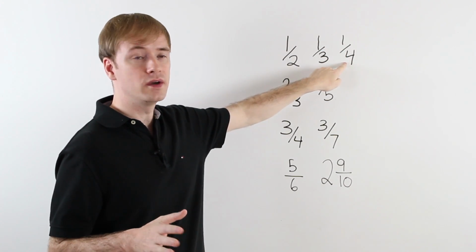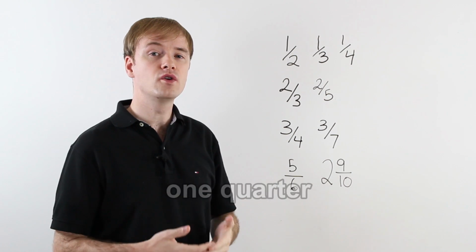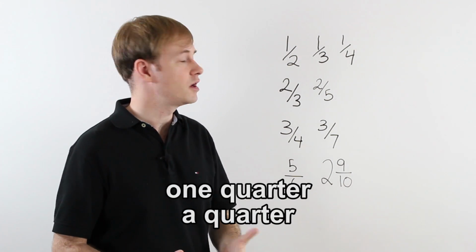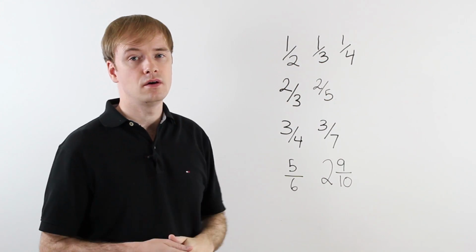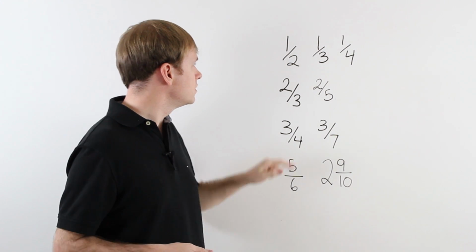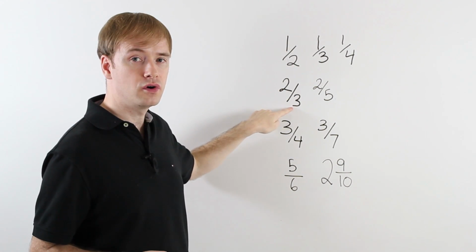1/4. No, it has a special name. If you see this, this is 1/4 or a quarter. So a half, 1/3, a quarter. The next line. Now we have 1/3 and you see 2/3.